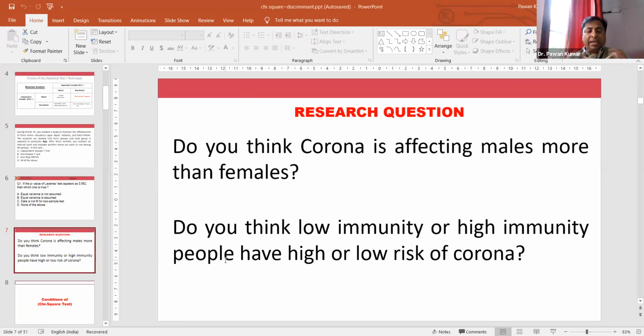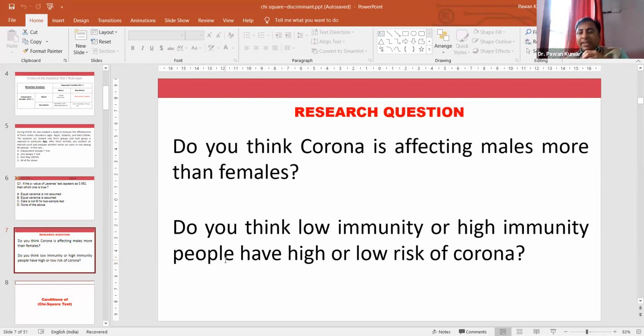Let's say I give one project to my student: do a study, design a questionnaire and take the responses. Do you think that corona is affecting more males or females? Can you please tell me which test we can go for in this particular research question? As a researcher, whenever you are writing your thesis, you must mention your research question, research objectives, and research hypothesis. These are very important to mention in your research paper or thesis.